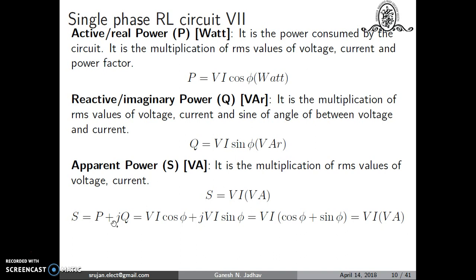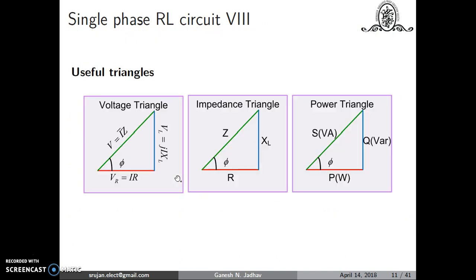So S is equal to P plus jQ, that is VI cos phi plus j VI sin phi. If I take the common VI term, S is equal to VI times (cos phi plus j sin phi), and cos phi plus j sin phi has magnitude 1. So S is equal to VI volt ampere. The unit of apparent power is volt ampere.